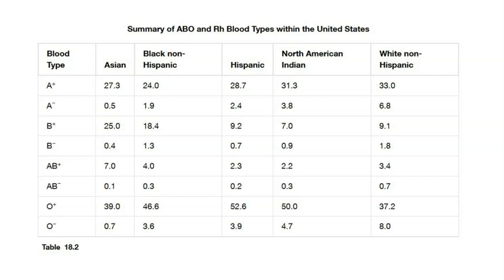Table 18.2 outlines the percentages of blood types among different populations of peoples in the United States. We see that O positive is the most common type of blood across all groups, with A positive not far behind. AB negative is the most rare, comprising far less than 1% of peoples in all groups.